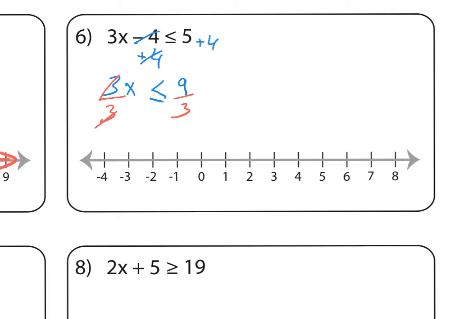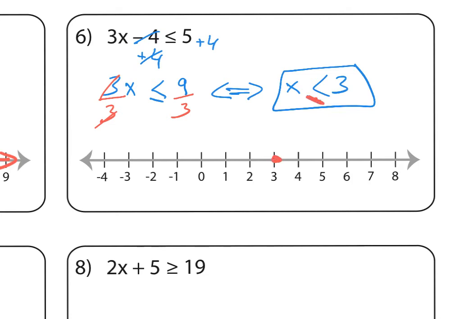And we got x less than or equal to 3, right? That's going to be the answer. In this case, as we can see, 3 is included because we have equal right here. So it's going to be a shaded circle and all the numbers to the left of 3.